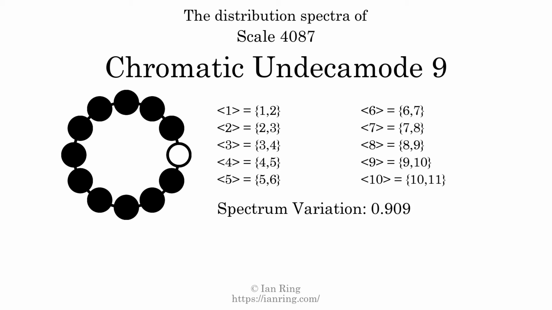The spectrum variation is the sum of all the widths, divided by the number of tones. The spectrum variation of this scale is 0.909. Since the variation is greater than 0, this indicates that the scale is not perfectly even. The highest spectrum width is 1. Since it is less than or equal to 1, that means this scale is maximally even.